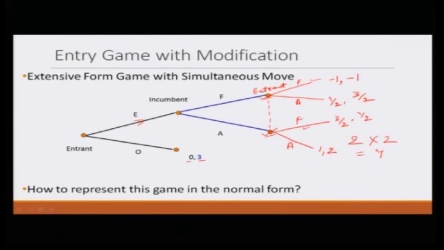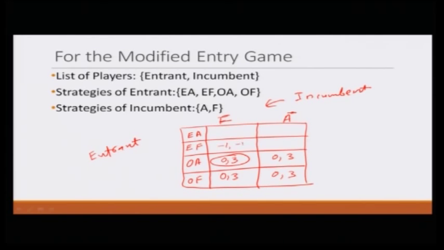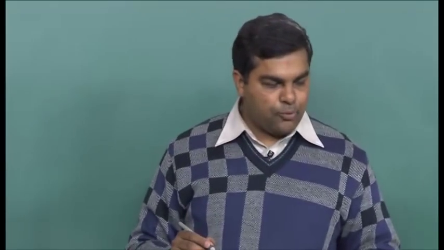So if entrant is playing EF and incumbent is playing F, what is happening here? Incumbent will take the game in this direction, and since entrant is playing EF, here F will happen and the payoff will be -1, -1. Here -1, -1. And similarly, you can fill the boxes and you will get the normal form representation of this extensive form game. Let us do one more example which is slightly more complicated. It will give us a little bit more idea.